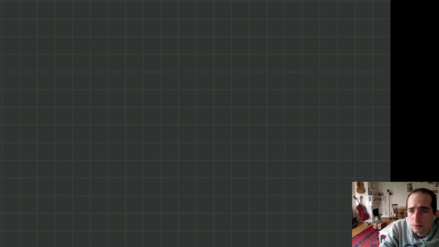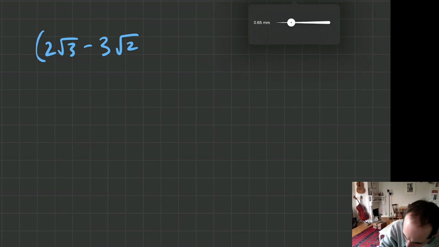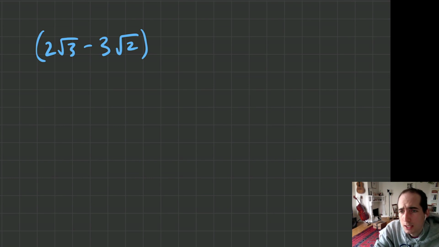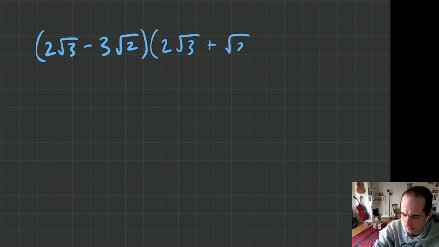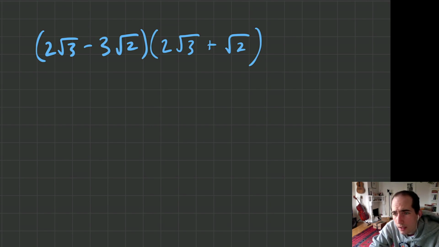Okay, so let's do 2 root 3, 2 root 3 minus 3 root 2, 3 root 2, and this is getting a little bit thick for me. There we go. Okay, 3 root 2 times 2 root 3 again, 2 root 3, plus root 2. Okay, so that is the way it is.